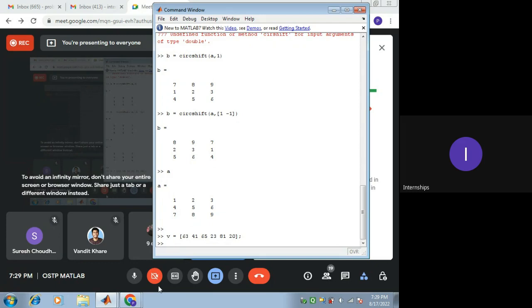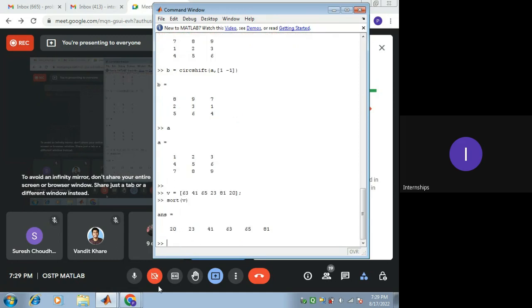Now, if I write down sort, S-O-R-T, sort of V, and see here, all the numbers are sorted, minimum to maximum. 20 is the minimum, 81 is the maximum. All the elements are arranged. Okay. Now, if I write down sort V, comma, sort V, comma, okay.